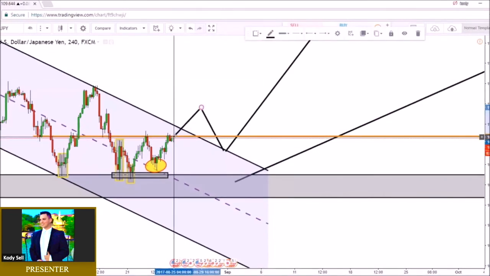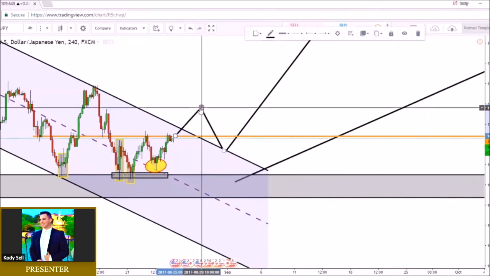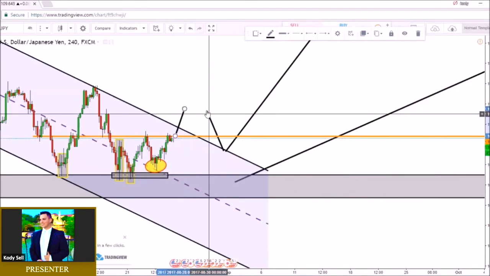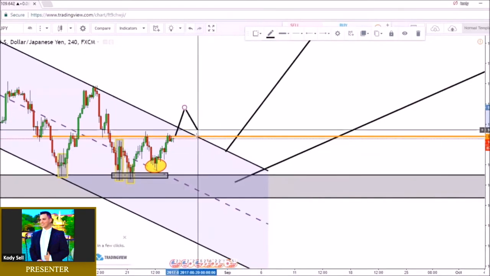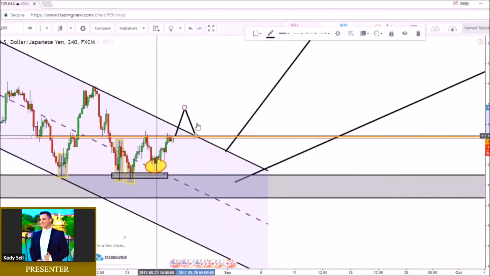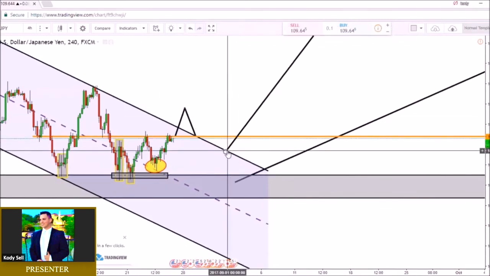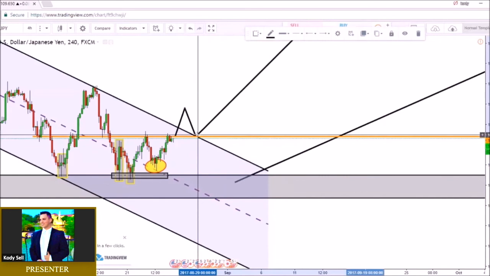We could see, if price breaks through this, we will likely see price break through this channel. And when price comes to retest, what should it retest? Our channel and our support and resistance level at the same time. That would be an ideal entry to the upside.